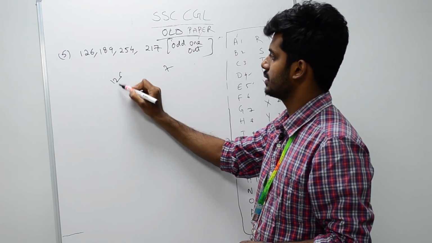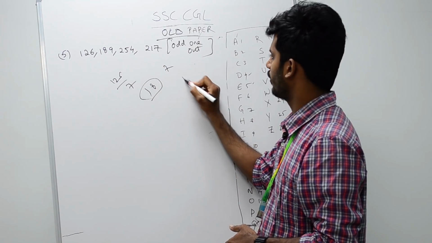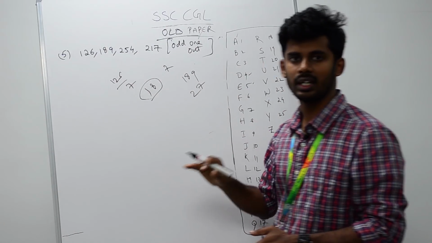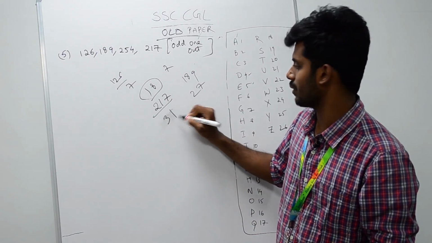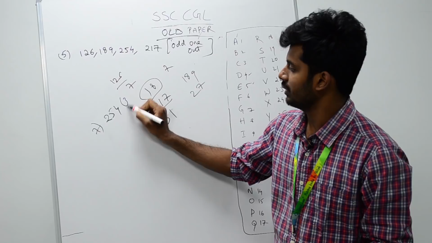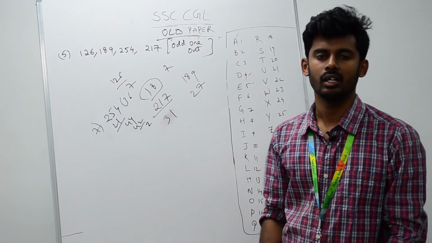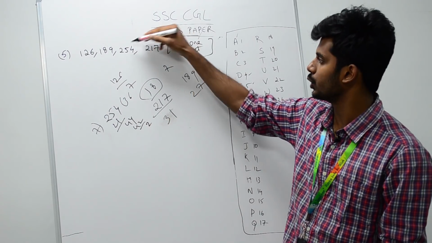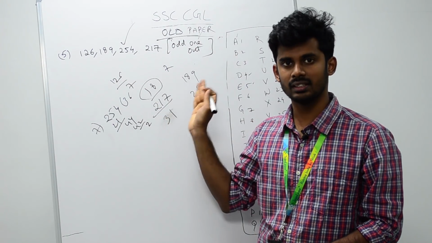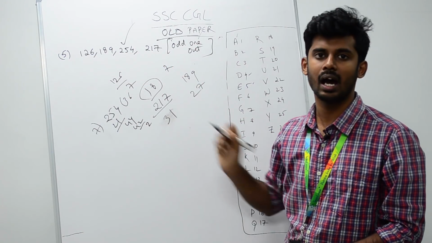126 by 7. 7 ones are 7 and 7 eights are 56, solvable. 189. 7 twos are 14 and 7 sevens are 49. 189 is solvable. 7 threes are 21 and 7 ones are 7. Done. Coming to the 254. 7 threes are 21 and 44. 7 sixes are 42 and 2 remainder. So it's not divisible. So the odd one would be 254. So if you are seeing this kind of pattern, first, rather than seeing the common difference, just see whether all these numbers are divisible by 3 or 7. Then obviously you will get the answer in seconds of time.